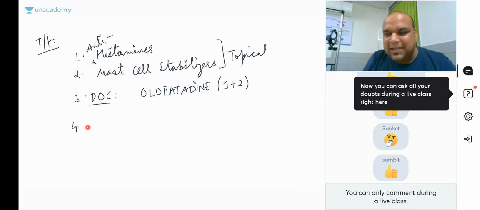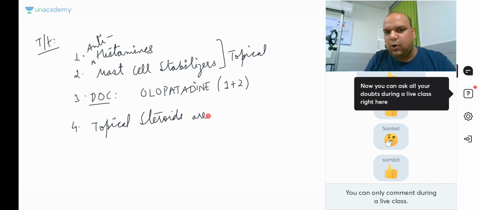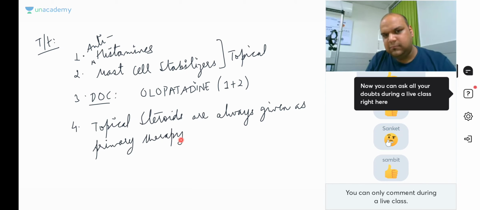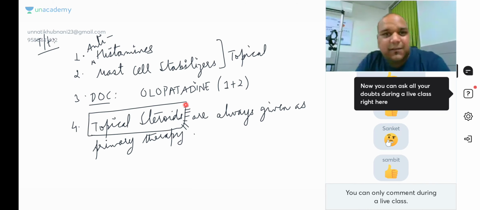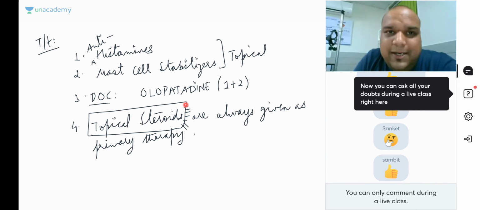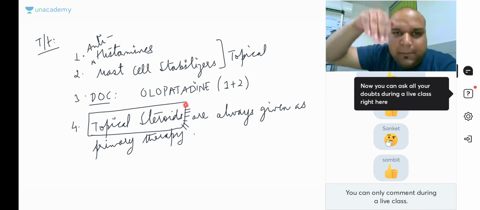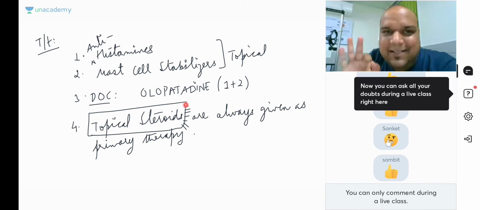Please remember, topical steroids are always given as primary therapy. Okay, so in this type of conjunctivitis, that is allergic VKC, unlike the other conjunctivitis, bacterial, viral, chlamydial, none of that needs steroids. But in allergic conjunctivitis, you always need to give topical steroids also along with it. So initially you give topical steroids, and as the olopatadine and other drugs start to take effect, you taper down the steroids. Okay, everybody? So please remember, anti-allergic plus steroids are always given as treatment for vernal keratoconjunctivitis. Am I clear, everybody? Done.